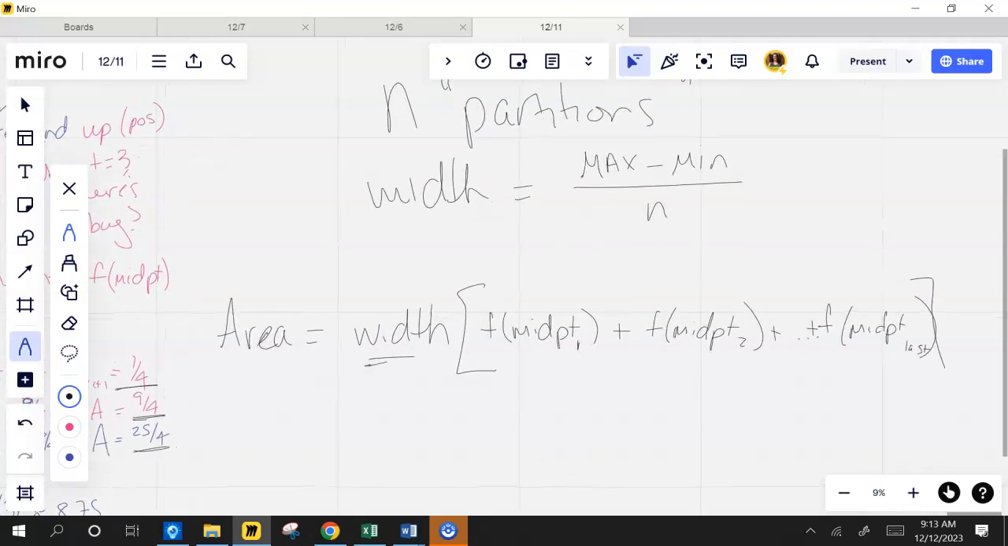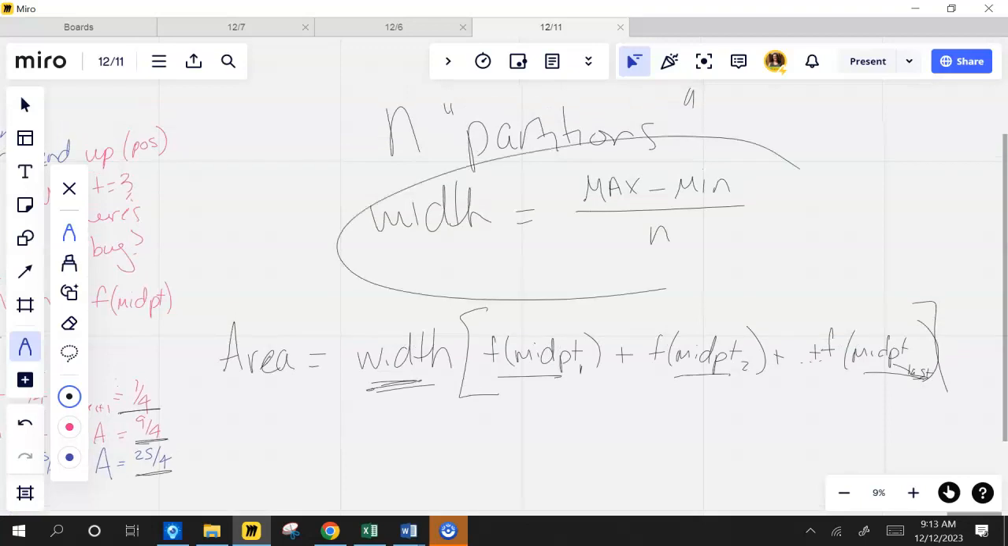So it's width times height, width times height, width times height. Instead of doing that each time, I just add all the heights together and times by the width. Does that make sense? It just makes your life a little easier. You don't have to do it that way. You'll divide to find your width of each rectangle, yes.